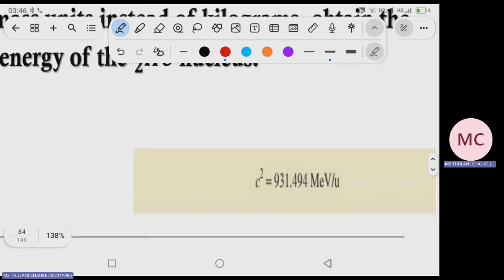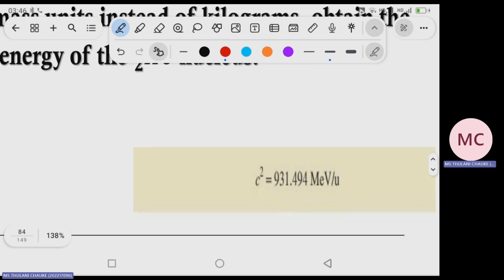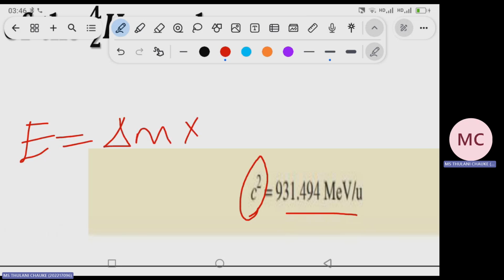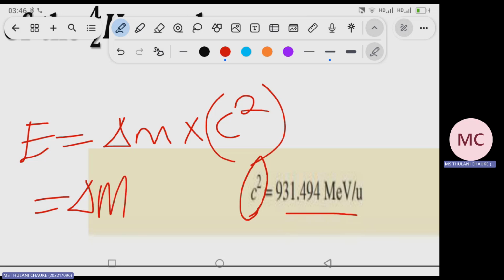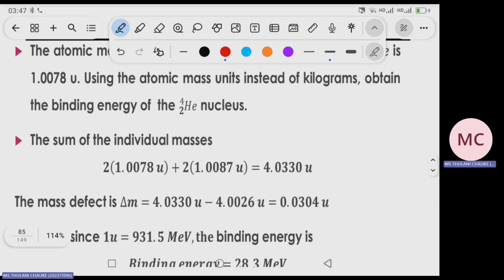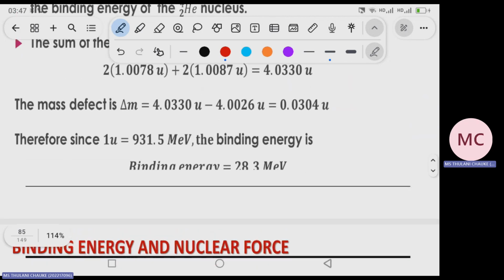So if you will be using 931, you'll just put it exactly where there is c squared. Isn't it that you have this formula, change in m times c squared? So here you'll calculate the change in m, which is simply Z plus N minus the mass number, multiply by 931.494. And then you get your EB, binding energy. So this is an example.